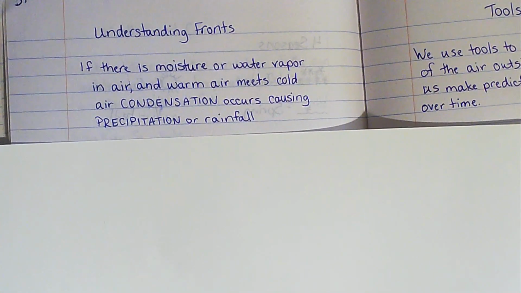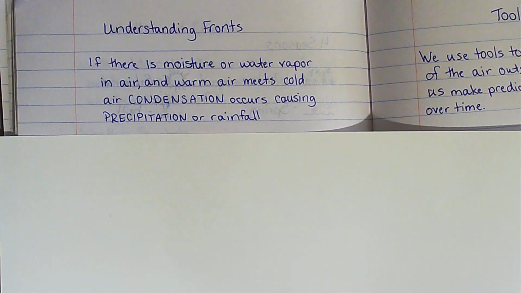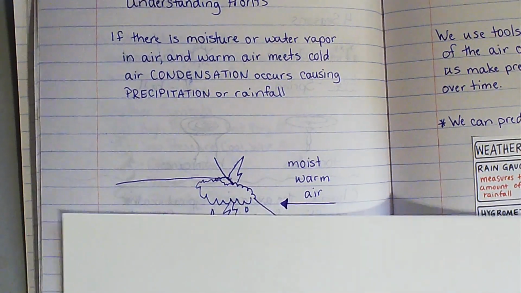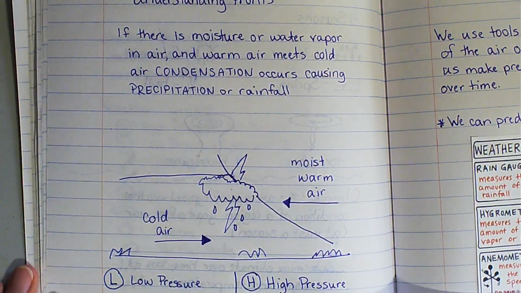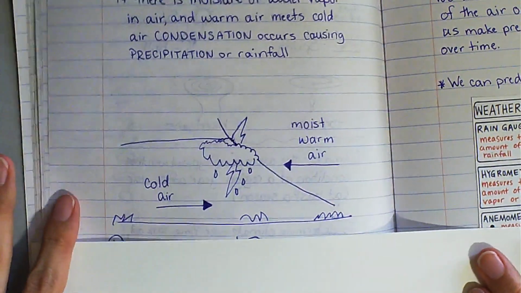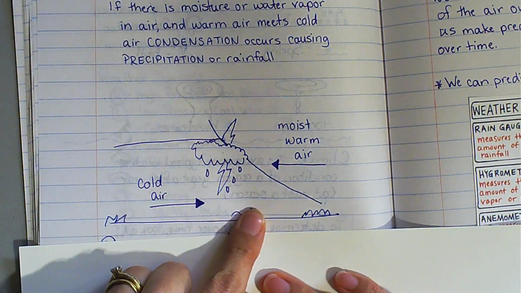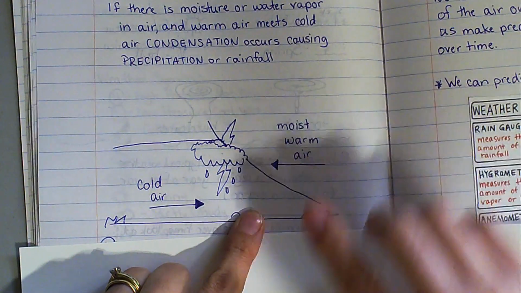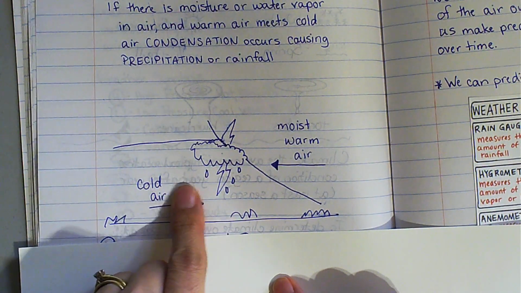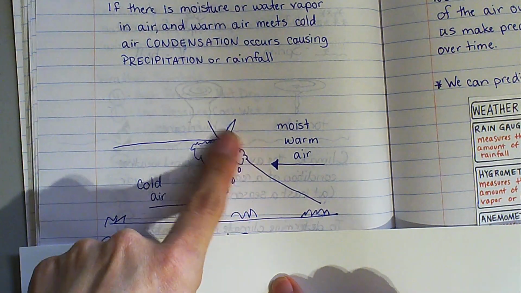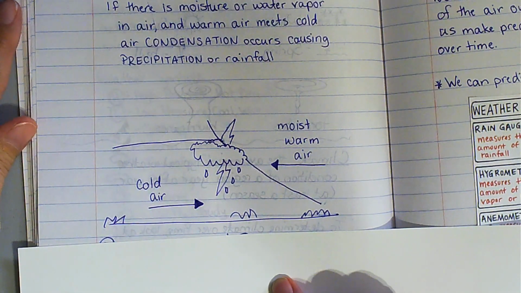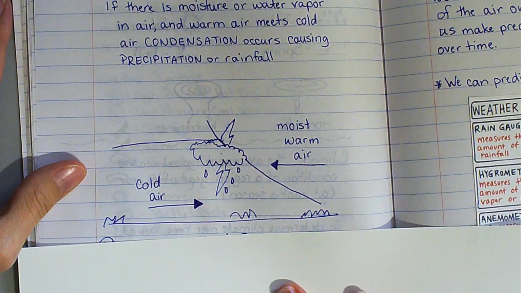So if there's moisture or water vapor in the air and warm air meets cold air, condensation is going to occur, causing precipitation or rainfall. Okay, so now when we look at this picture here, we can see where we have a front. We have our cold air moving in below, our warm air moving in above, and so when those come together, we're going to get that thunderstorm causing that front to come in.